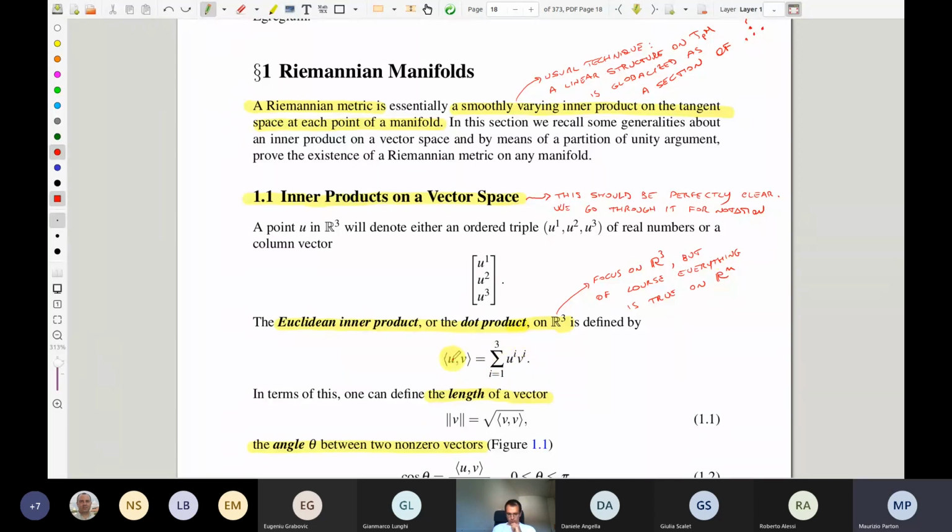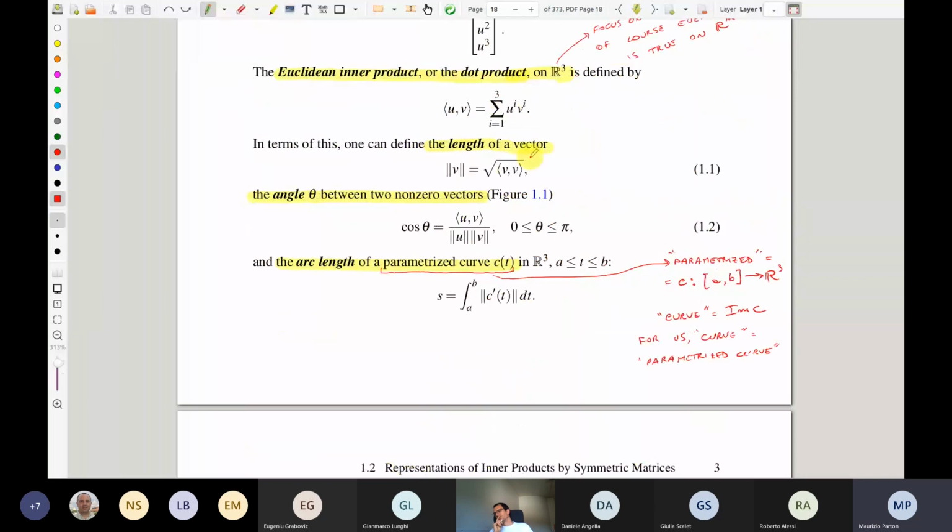Before doing that, remember that on Rn, on R3, you have a scalar product, which is a distance, right? Take the scalar product of the vector with itself, and you obtain the length of the vector to the power of 2. You can also define angles, and, very importantly, you can define the length of a curve in the space. This is the tangent vector to the curve.